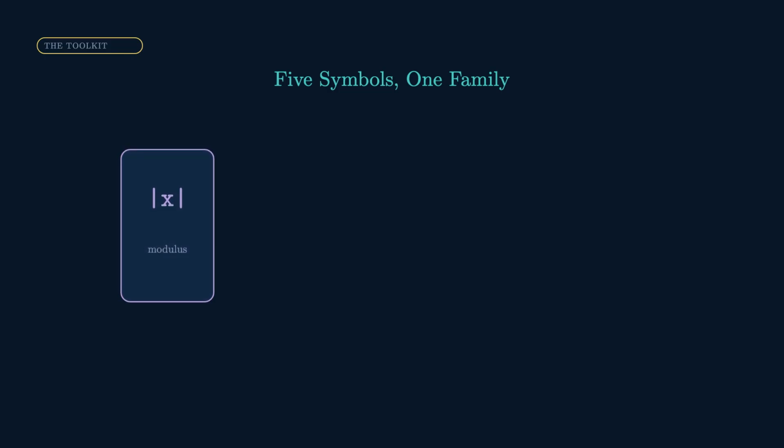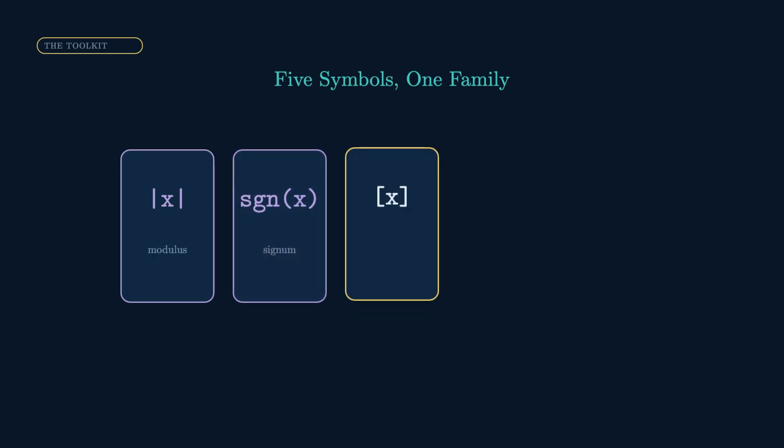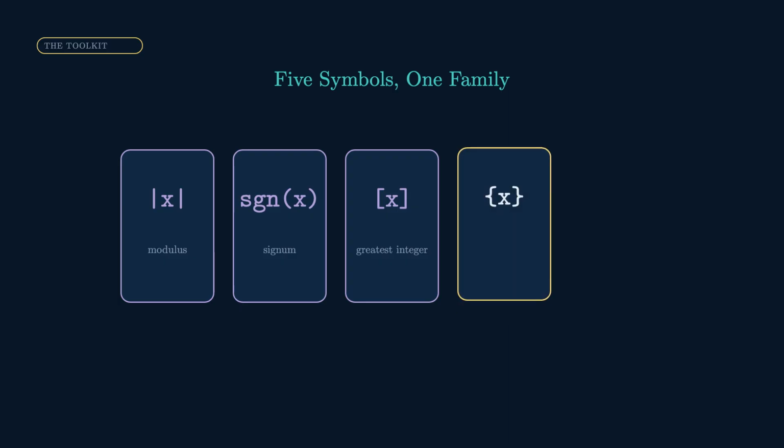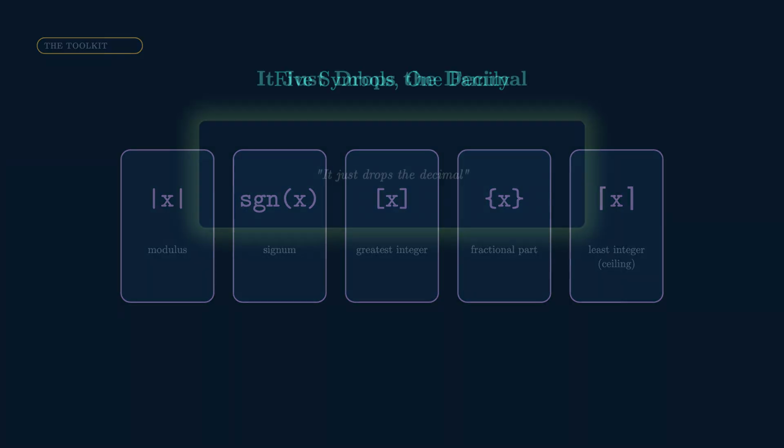Modulus asks how far from 0 you landed. Signum asks which side. Greatest integer, the floor, asks which whole number you stepped past. Fractional part, how far past it. And ceiling, which integer you're heading toward. Same number line, 5 different questions. That's the whole trick. Here it is.